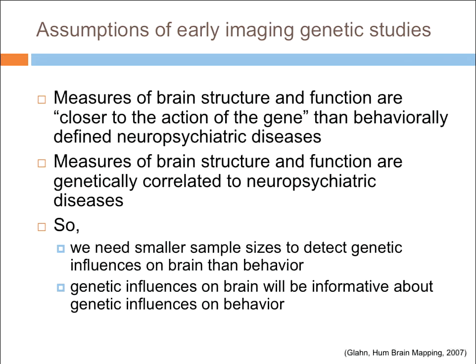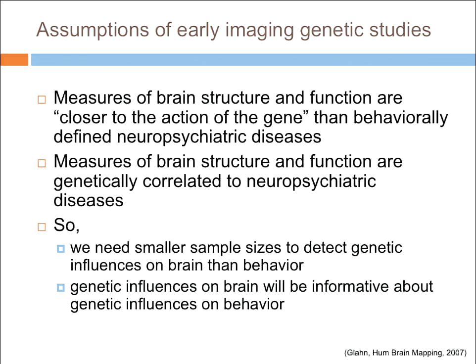Closer to the action of the gene means that they have a higher effect size. So genetic variants have a higher effect size on brain structure or function than they would on the disease itself. Okay, the second assumption was that measures of brain structure and function are genetically correlated to neuropsychiatric diseases. What that means is that the genetics that influence brain structure are the same as the genetics that influence risk for psychiatric diseases. These are not bad assumptions, and they may or may not be true, and we can evaluate them, and I'll show you we do evaluate them now.